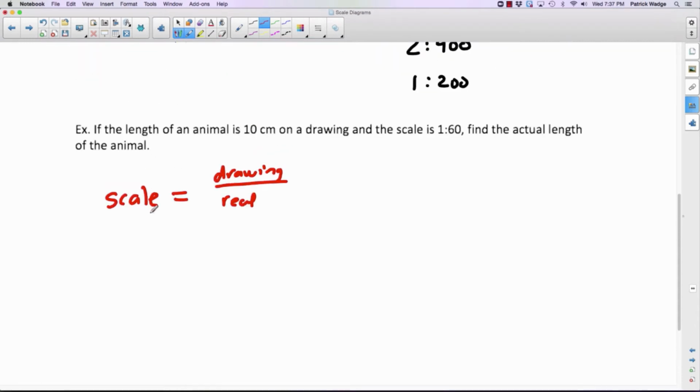So what do we got here? Do we have the scale? Sometimes you'll have the scale. And I do see the scale. It's 1 to 60 right there. So instead of putting scale, I'm going to put 1 to 60. Well, wait a minute. I don't want to write it that way. What's a better way to write 1 to 60 than like that?